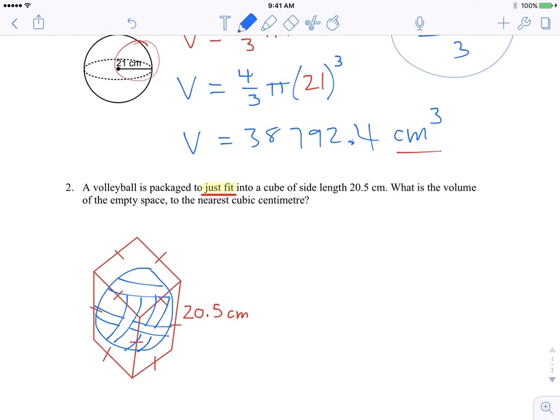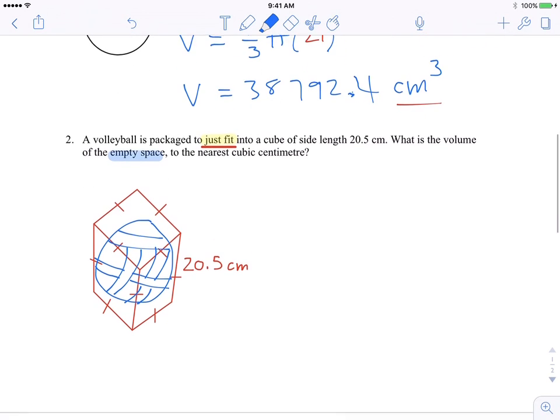All right, a volleyball is packaged to just fit into a cube. I highlighted it, underlined it. I want you to think about what that means, why they would say just fits. Okay, it just fit into a cube of side length 20.5 centimeters. What is the volume of the empty space? I should have highlighted that. What is the volume of the empty space to the nearest cubic centimeter?